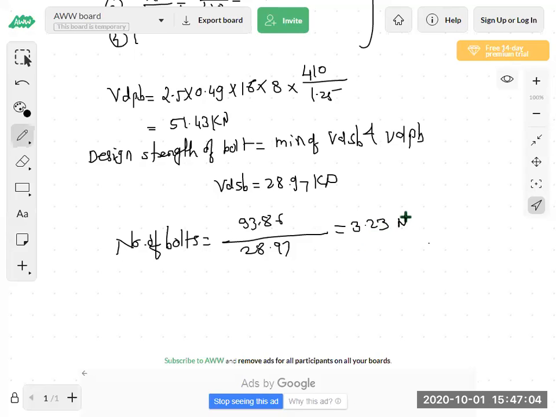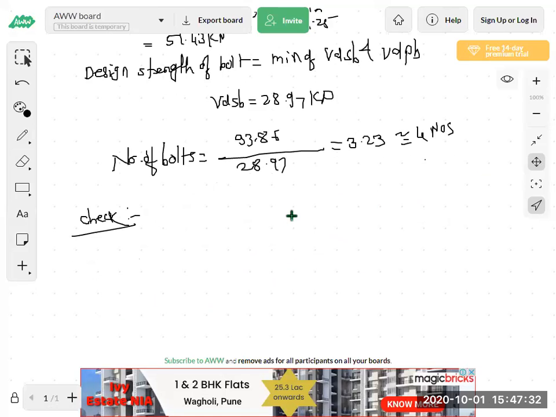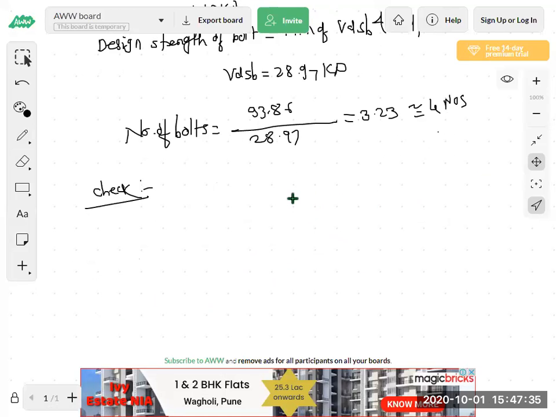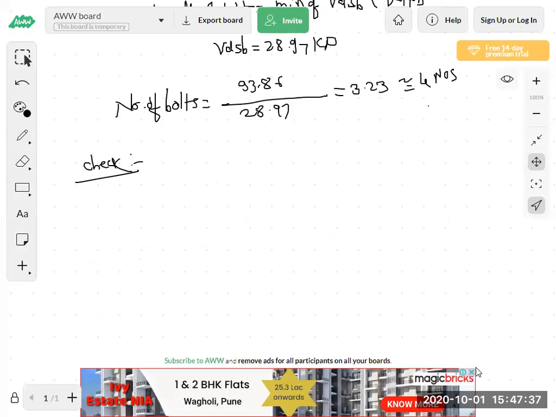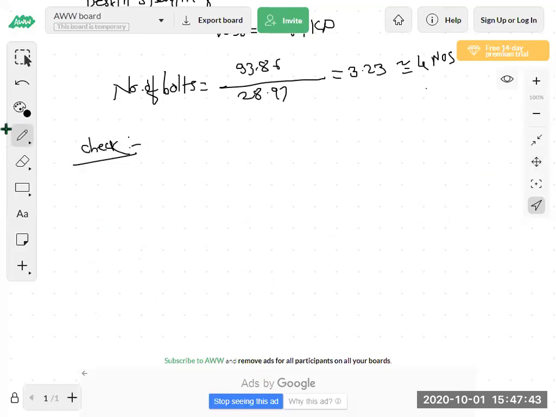3.23, it means we have to use 4 number of bolts, correct? So these number of bolts we require to connect batten and column, but for that we have to take a check. Whatever number of bolts we have calculated, we have to check that they are safe, so we have to calculate the resultant force.